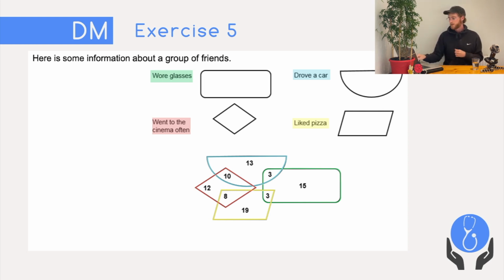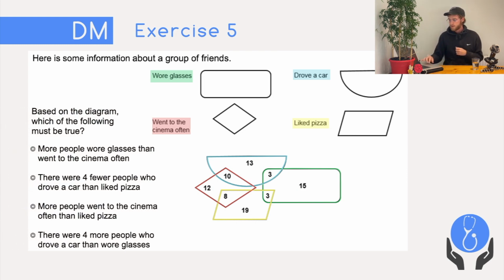And similarly, if we highlight these numbers here, they're only in one shape. So that tells us that the majority of people in this scenario only have one attribute. So that's what I mean by understanding these diagrams. You need to understand what's being shown by the numbers and where they're set. So let's go into the question.